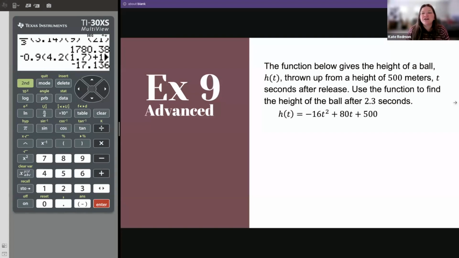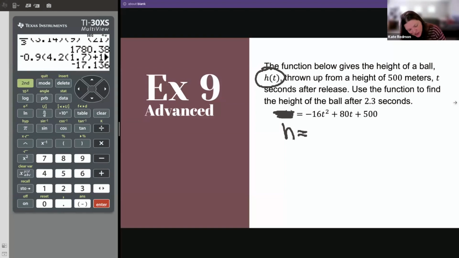The function below gives the height of a ball, h of t. So again, it might look like h times t, but it's not. It's saying this whole thing, h of t, is the height of the ball. So if it freaks you out that much, instead of calling it h of t, just call it h. The height is equal to... a little less scary. Thrown up from a height of 500 meters, t seconds after release. Use the function to find the height of the ball after 2.3 seconds.